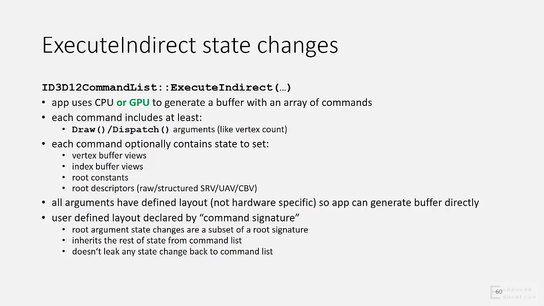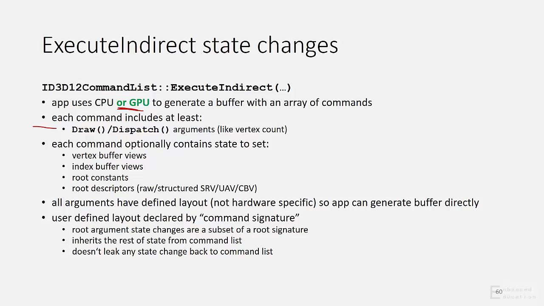I won't go into too much detail about ExecuteIndirect, though its interaction with the resource bind model is a key component of this feature, so it's important to discuss here. Basically, ExecuteIndirect lets an app use the CPU, or in particular the GPU, to generate a buffer full of an array of commands. It's sort of like a simple user-generated command list. Each command in this command list contains, at the very least, a set of draw or dispatch arguments, like a vertex count. And in addition, an ExecuteIndirect command can optionally include a set of other state to apply.